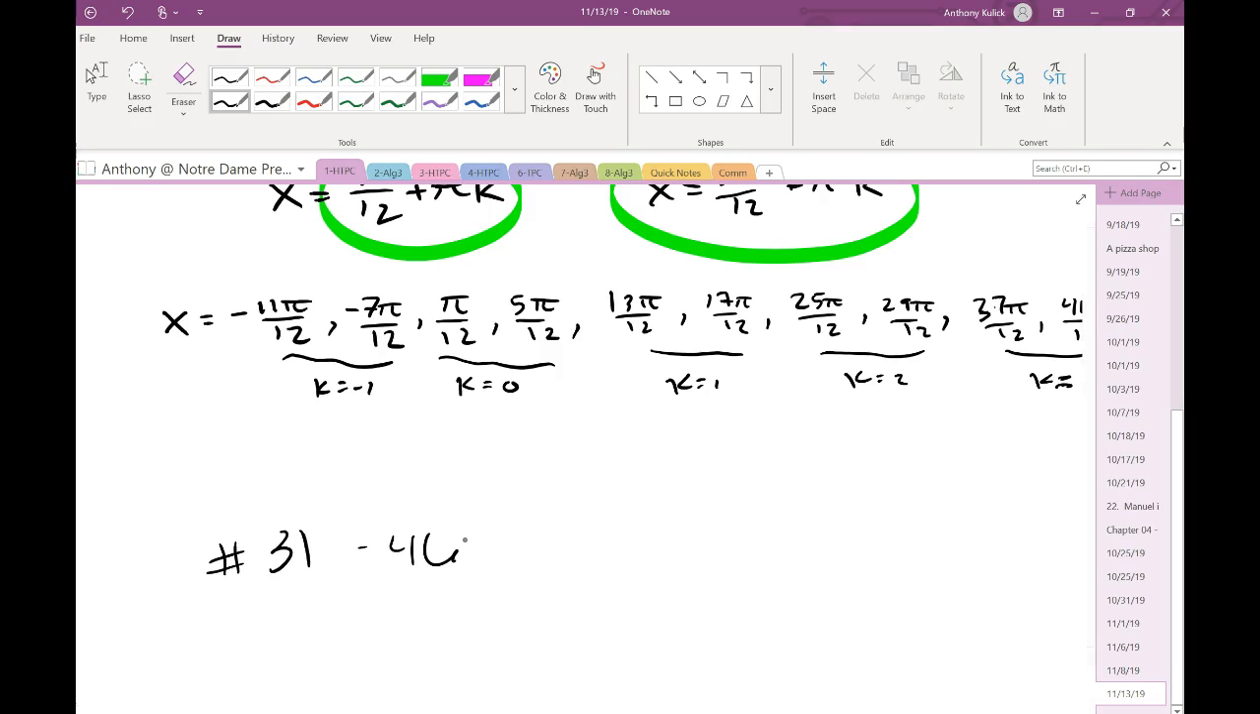So you guys should work on the next block of these solving ones. Hopefully you feel a little bit better.